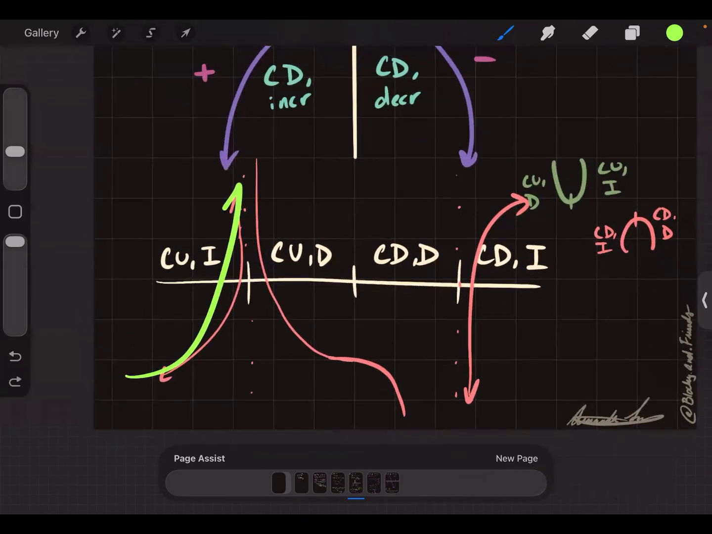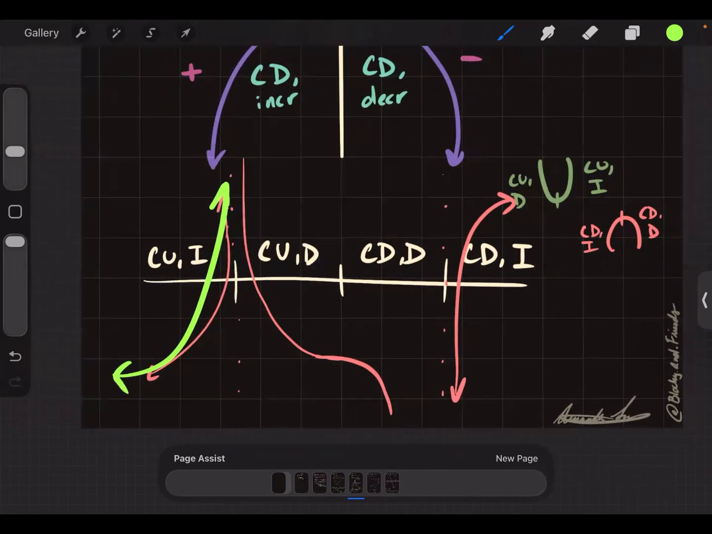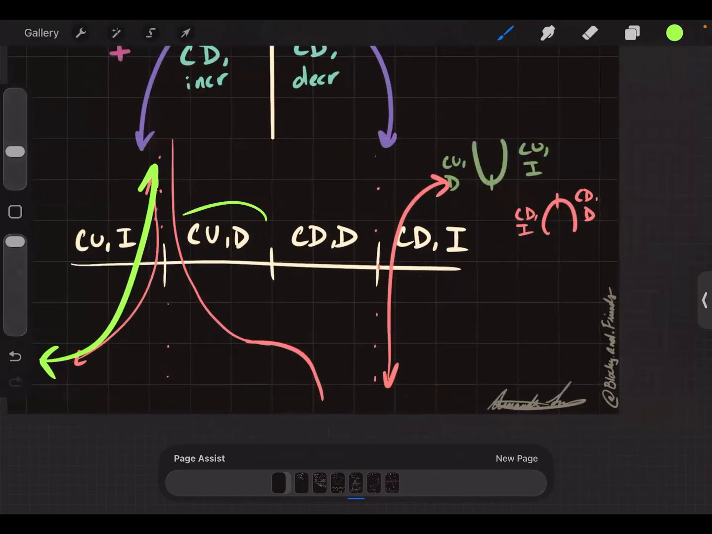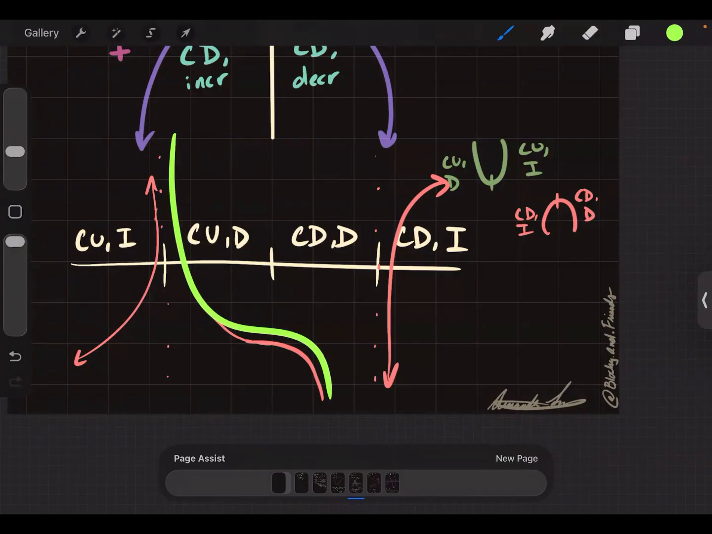Concave up increasing looks like this. And then concave up decreasing. There's actually not a good way to make this smooth. You don't need to know why, this is just an intuition thing. There's no good way to make it smooth. There's an asymptote, and I'm sure you can vibe check why too. So it's going to go something like that.